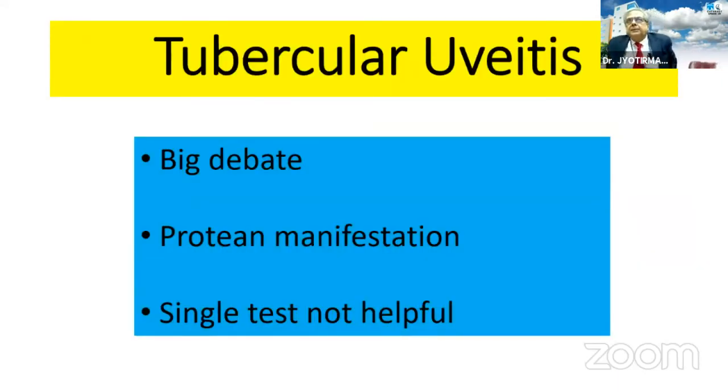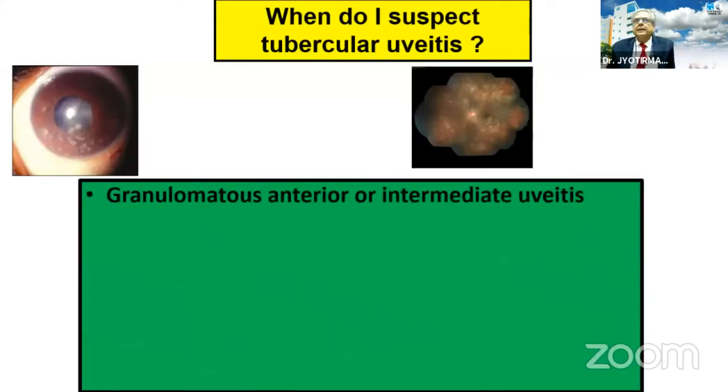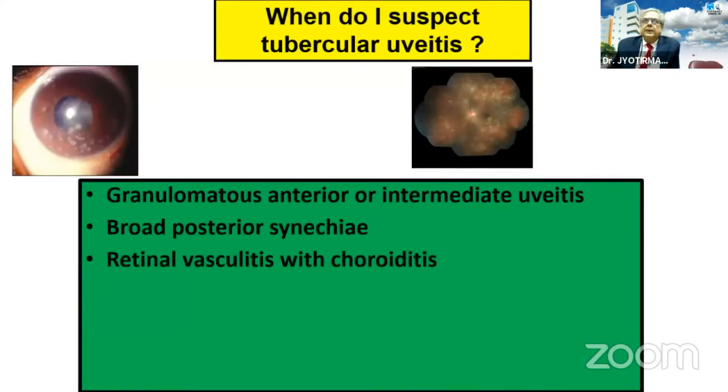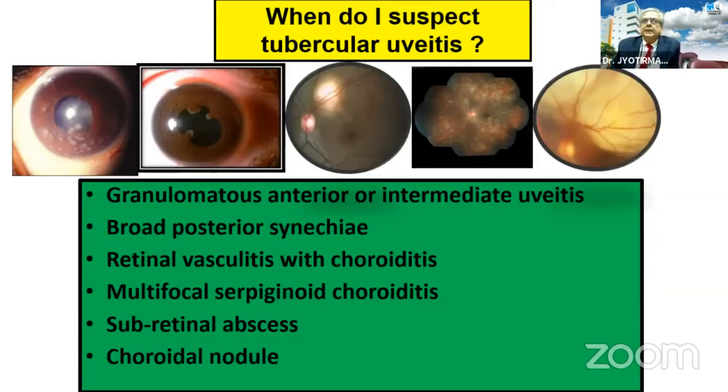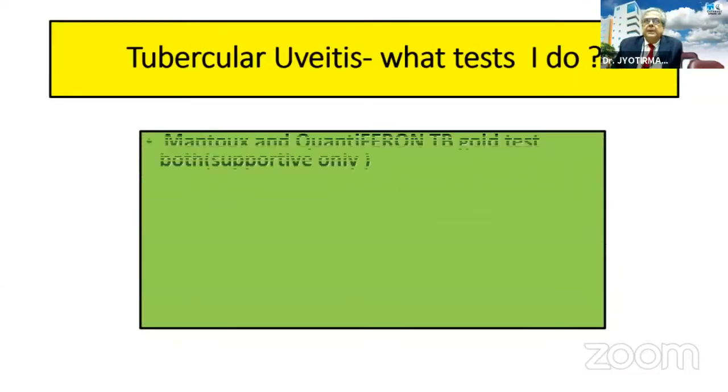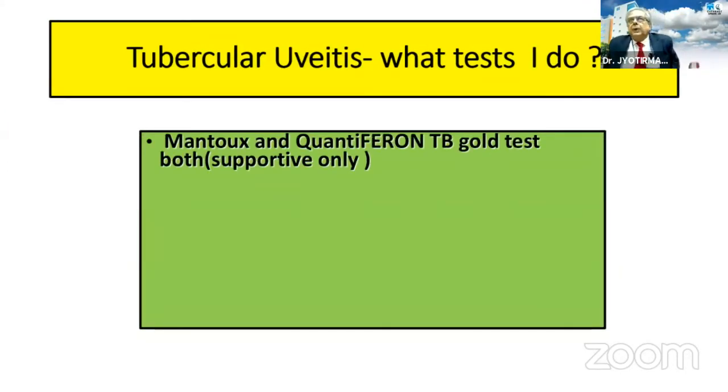Tubercular uveitis: there is a big debate about what should be done and what should not be done. It has protean manifestations. A single test in my mind is not helpful. What I do is make a clinical diagnosis first, like granulomatous anterior uveitis or multifocal serpiginoid choroiditis, where I suspect TB, or there are broad posterior synechiae, choroidal nodule, subretinal abscess. So I make my clinical diagnosis first, and based on that, I do both Mantoux and QuantiFERON TB Gold test, but both of them are supportive only to my clinical diagnosis.